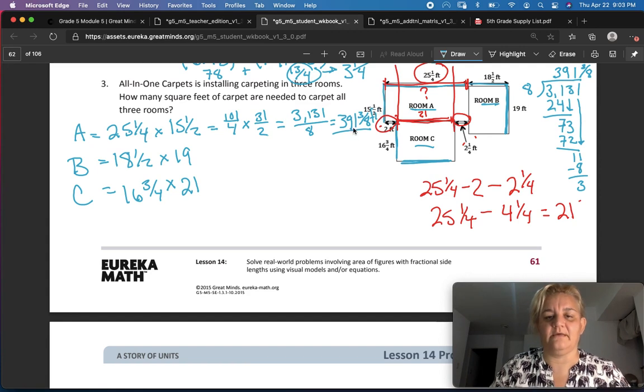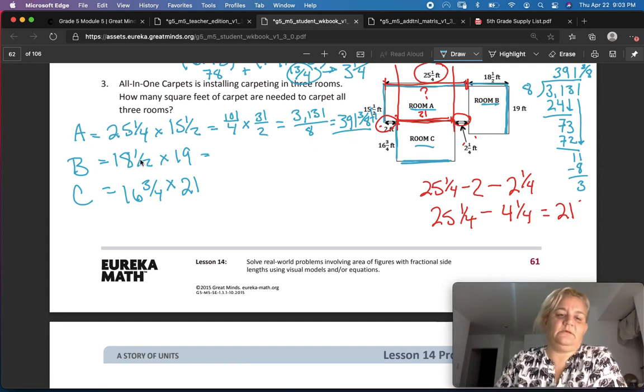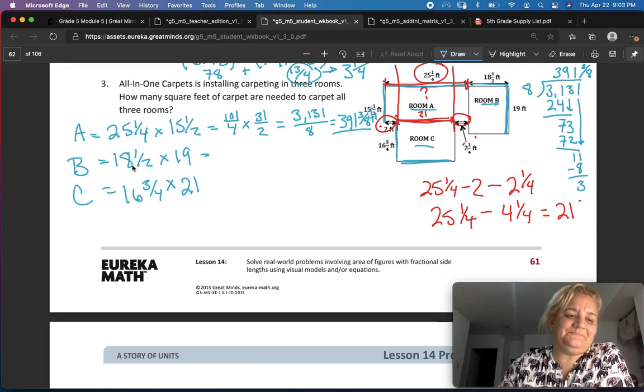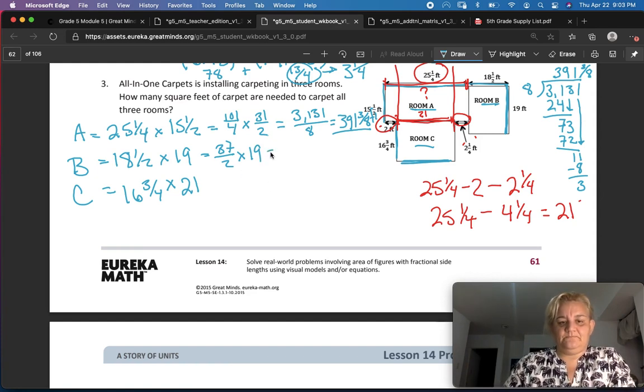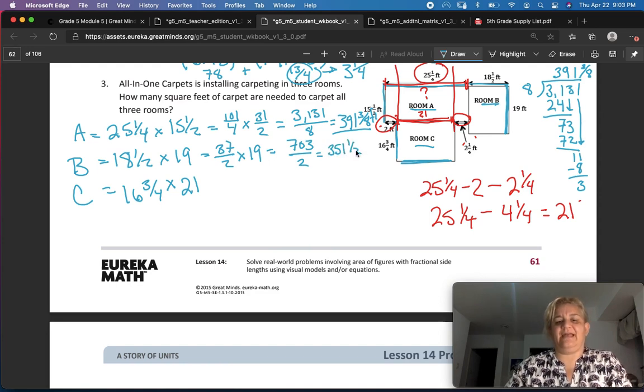Next one, 2 times 18 is 36, plus 1 is 37 halves, times 19. So again, I'm going to multiply across. 37 times 19 equals 703 over 2, which equals 351 1/2. I can do that in my head. Can you do that in your head? I think you should be able to.